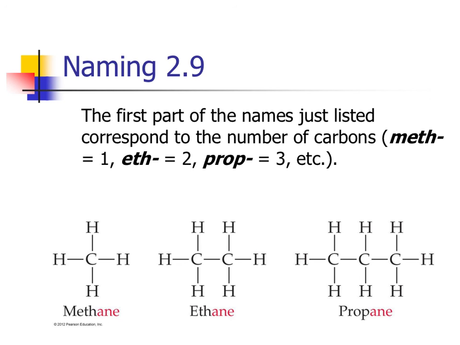So, like I said, they have their own naming. Eth for 2, prop for 3. These are just some of the organic namings that they have. There are much larger ones.